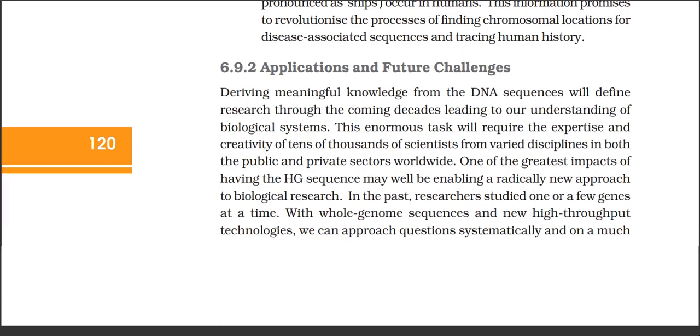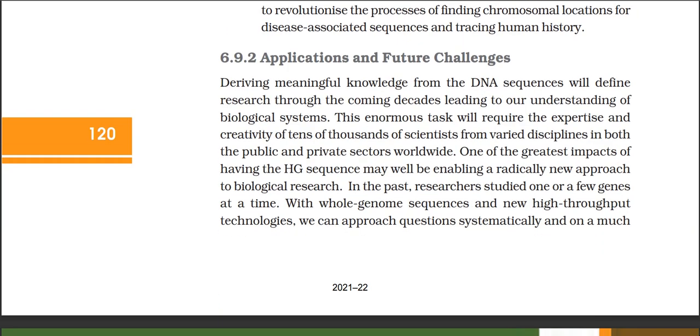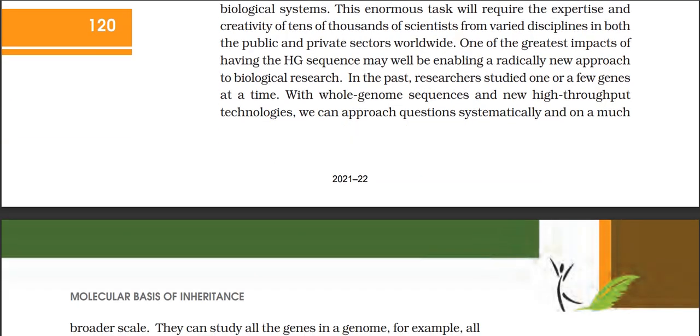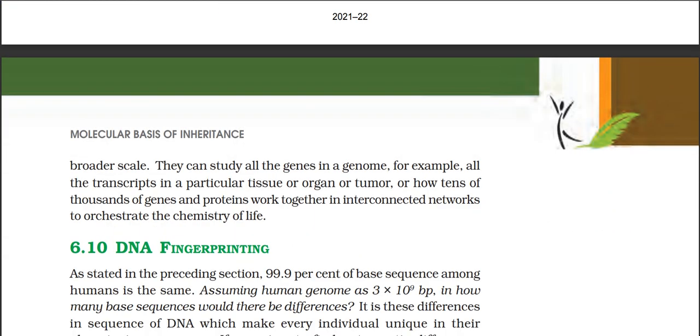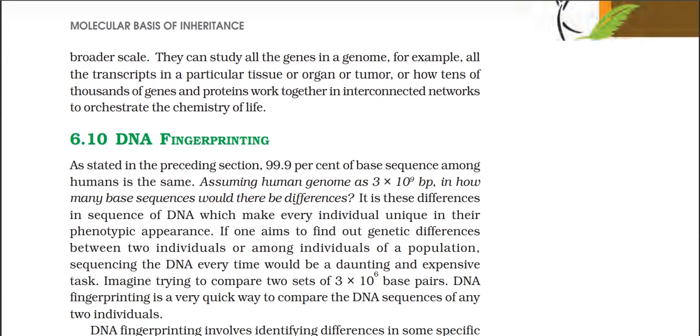One of the greatest impacts of having the HG sequence may well be enabling a radically new approach to biological research. In the past, researchers studied one or a few genes at a time. With whole genome sequences and new high-throughput technologies, we can approach questions systematically and on a much broader scale. They can study all the genes in a genome, for example, all the transcripts in a particular tissue, organ, or tumor, or how tens of thousands of genes and proteins work together in interconnected networks to orchestrate the chemistry of life.